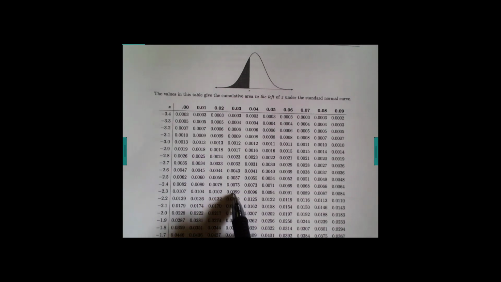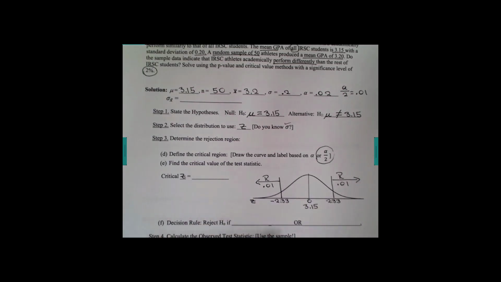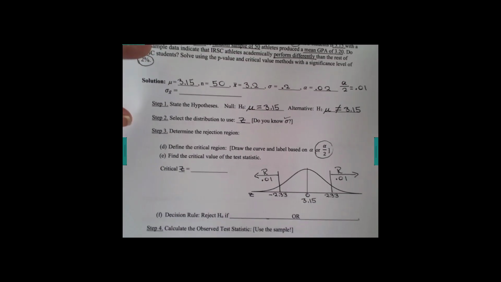You have to be really careful with all these decimals and everything. 0.01 is really close to 0.0099, isn't it? So it's a negative 2.33. That would be one of my critical z values, and the other one is going to be a positive 2.33. Because it's a two-tailed test, if it goes either higher or lower, then I'm going to reject. Okay, so I'm going to write that down here, okay?